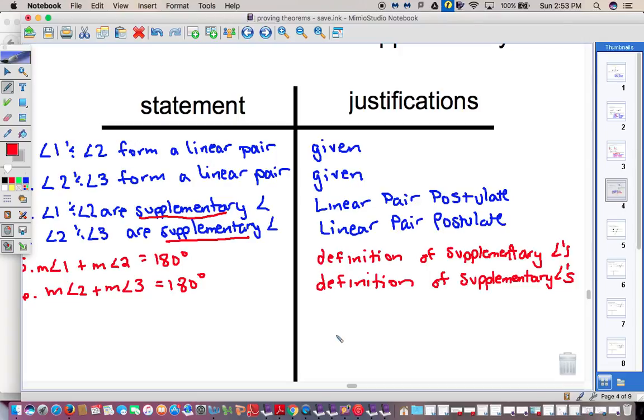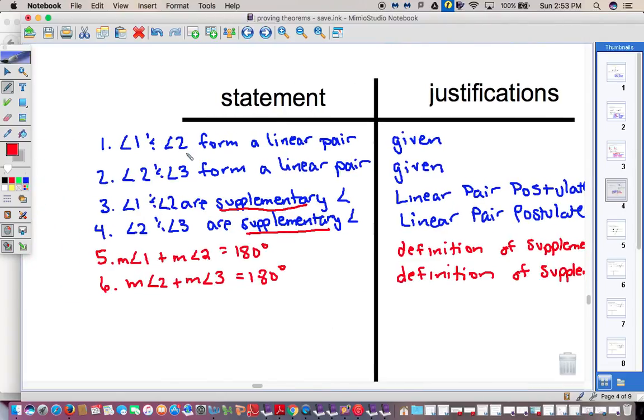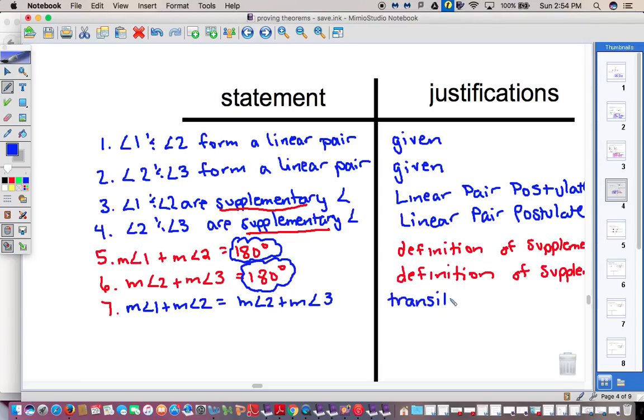Okay. Now, step 7. My guess is you can see that they both equal 180 degrees. And so because they both equal 180 degrees in steps 5 and 6, we can set these equal to each other. So we can say that the measure of angle 1 plus the measure of angle 2 must equal the measure of angle 2 plus the measure of angle 3. And that would be by the transitive property.